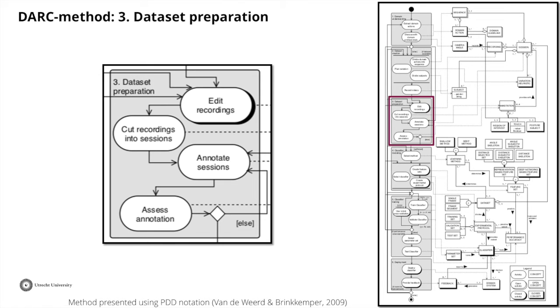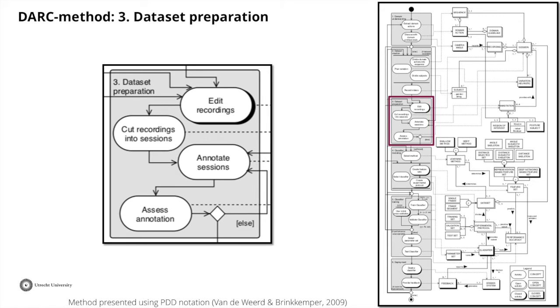The third phase is concerned with preparing the dataset. The recordings need to be edited, for instance to ensure they all have the same resolutions and frame rate. And then the recordings need to be cut into sessions. During recording, it may be easier to film multiple actions and sequences in a row, but this does not represent the real-life situation. All the sessions need to be annotated, which means that the videos are given the correct labels to describe what is happening in each video.